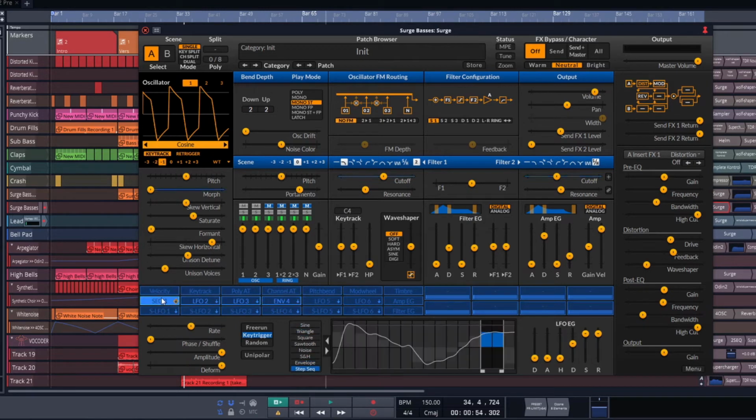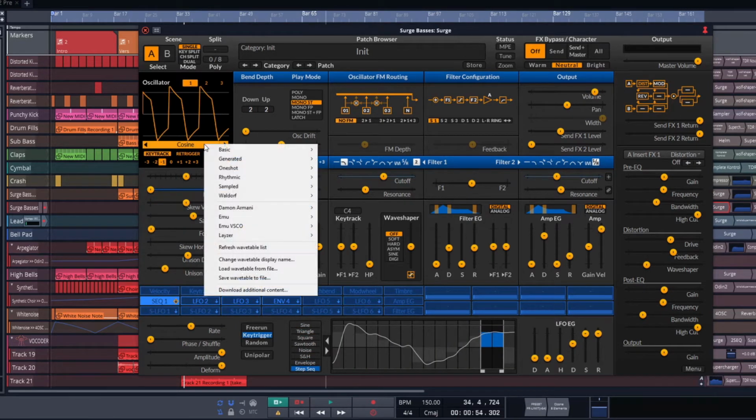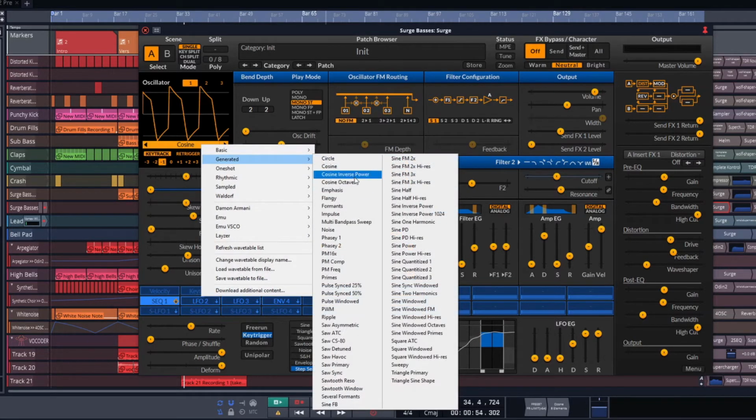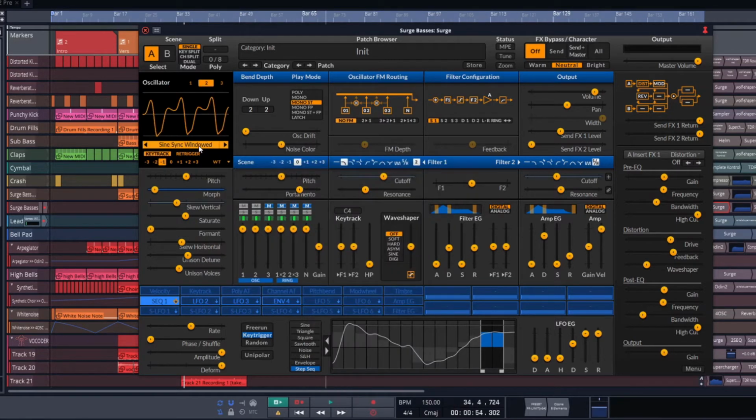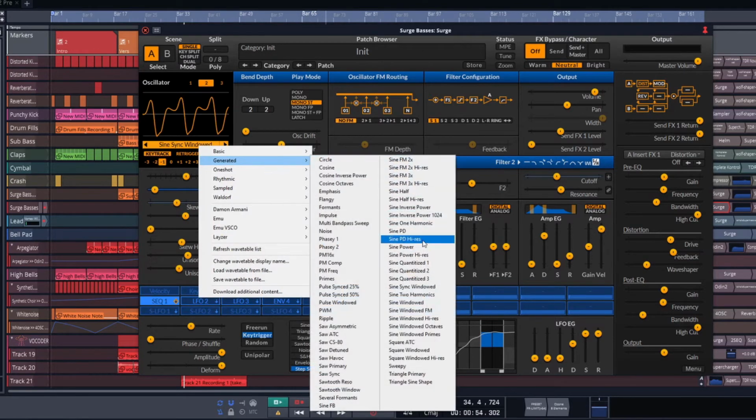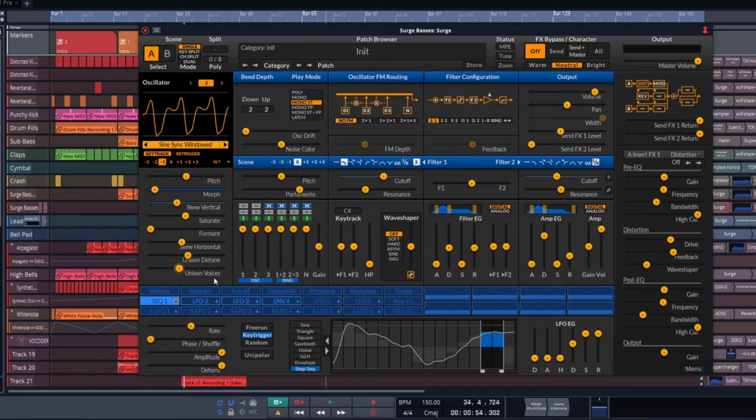We've got 2 oscillators enabled, both of them have different wavetables. Oscillator 1 uses the wavetable type cosine, and oscillator 2 uses the wavetable type sine sync windowed. You can see the setup for these oscillators right here, and if we click on the modulation source, you can see how they're being modulated.